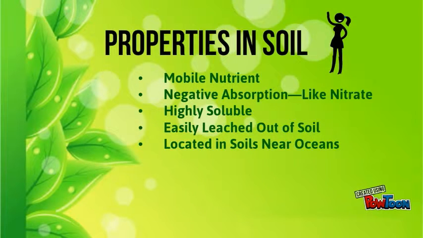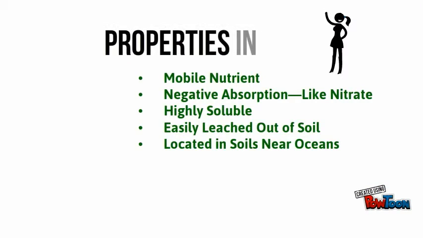Chloride is a mobile nutrient and, like nitrate, has negative adsorption with soil particles. Also, chloride ions are highly soluble in soil solution and are easily leached out of soil because of this negative adsorption. Lastly, I wanted to mention that the areas that have the highest chloride availability are located near oceans that contain salt water. This is because the salt is evaporated and is supplied through rain.